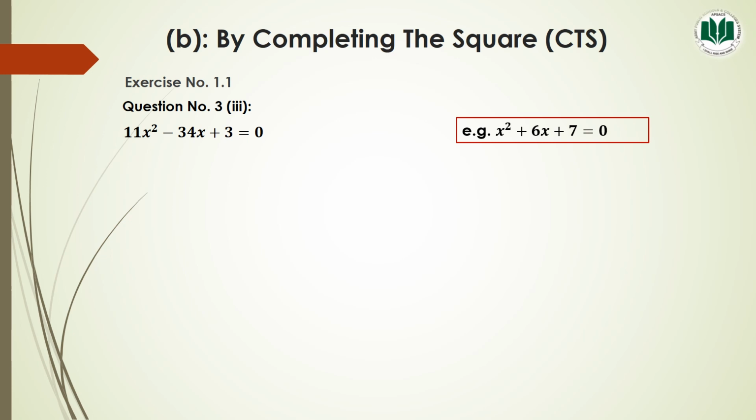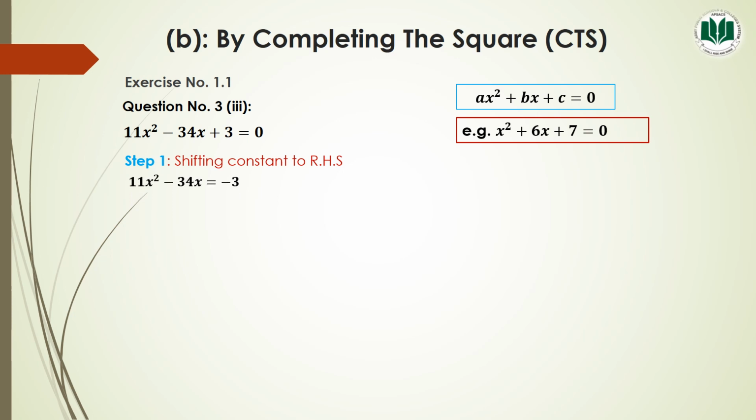So to understand the method, we are considering the third part of question number 3 from your exercise 1.1, that is 11x square minus 34x plus 3 is equal to 0. One thing you should keep in mind is that to apply any method, our given quadratic equation must be in the general form. So this equation is already in the general form. Now, for completing the square on the algebraic terms, we do not need constants. So our first step is shifting the constant to the right hand side.